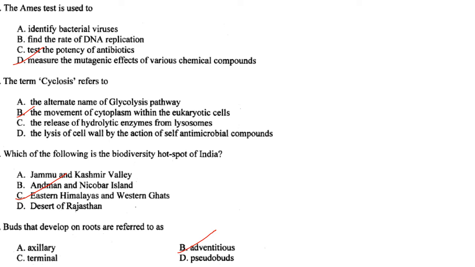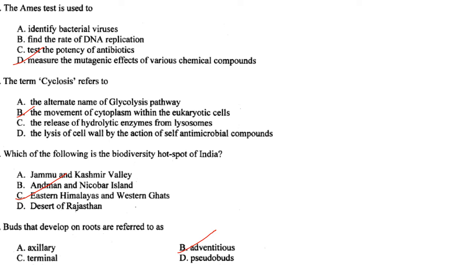Then Ames test is used to... It is used to measure the mutagenic effect of various chemical compounds. So answer is option D. Then the term cyclosis refers to... So cyclosis refers to the movement of cytoplasm within eukaryotic cells. So the answer is option B, the movement of cytoplasm within eukaryotic cells.